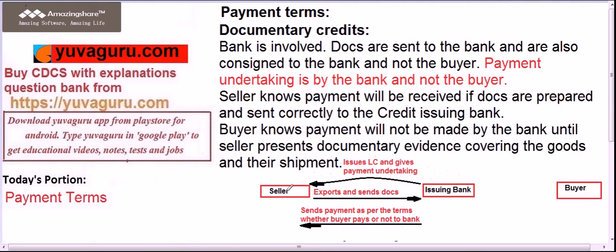Now what is the advantage to the seller? He has a guarantee of payment. Whether the buyer pays or not, the bank has to pay. And what is the advantage to the buyer? The buyer knows that in any case, the bank won't be paying unless the documents stated in the LC are received, means the documents as evidence that the goods have been shipped. So it is advantageous to the buyer as well as the seller. Now we'll look at documentary collections.